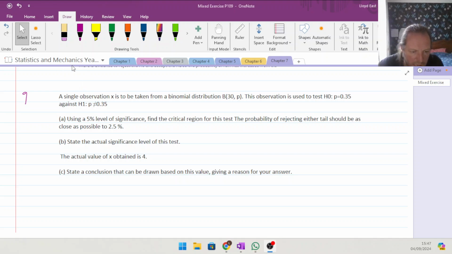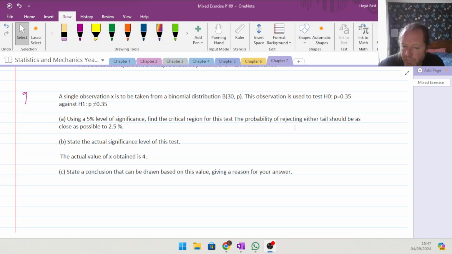Okay, Stats and Mechanics, Year 1, Mixed Exercise, Question 9. A single observation x is to be taken from the binomial distribution with n = 30 and probability p. The observation is used to test the null hypothesis of p = 0.35 against the alternative hypothesis of p not equal to 0.35 at 5% significance. Find the critical region for this test.